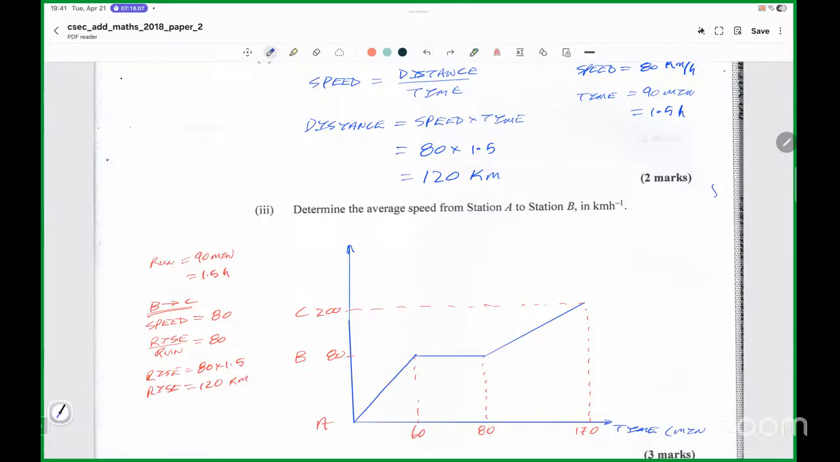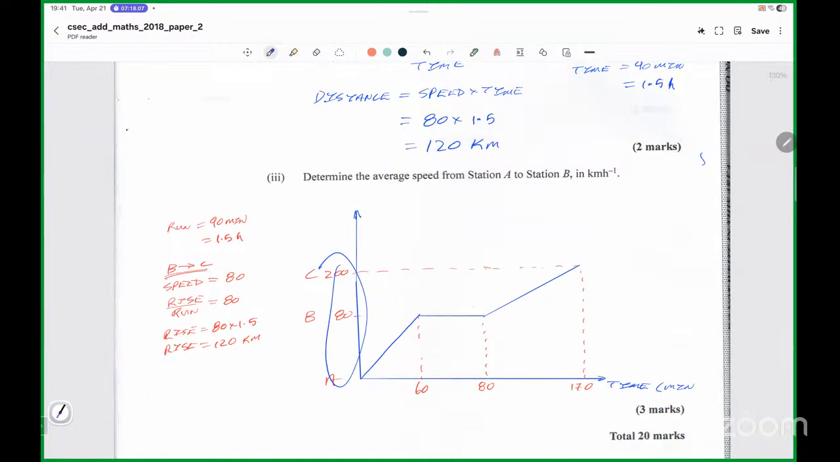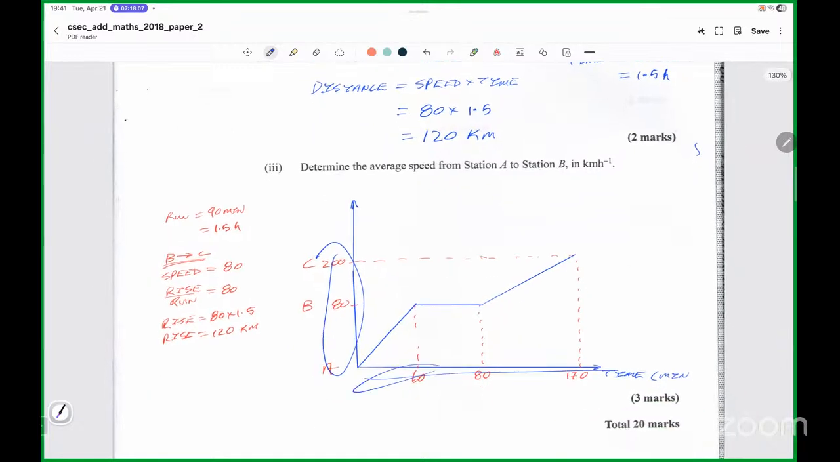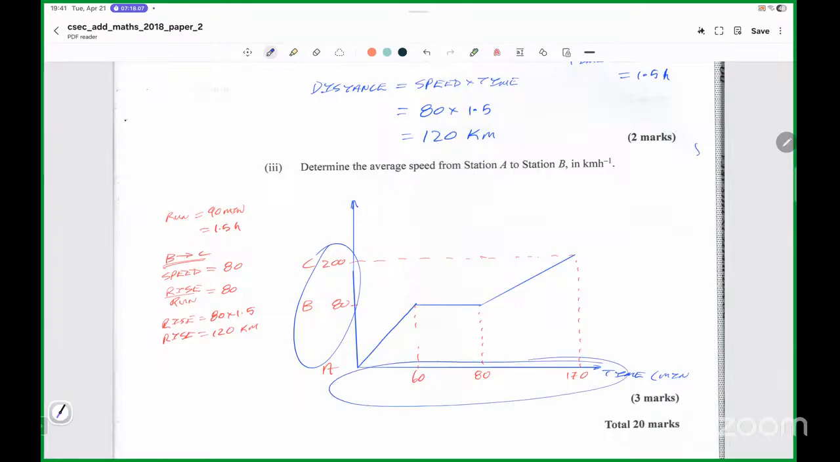The last part now says the average speed from station A to B. The average speed is the total distance over the total time. So the average speed from station A to B is the total distance of 200 over the total time of 170. See that?